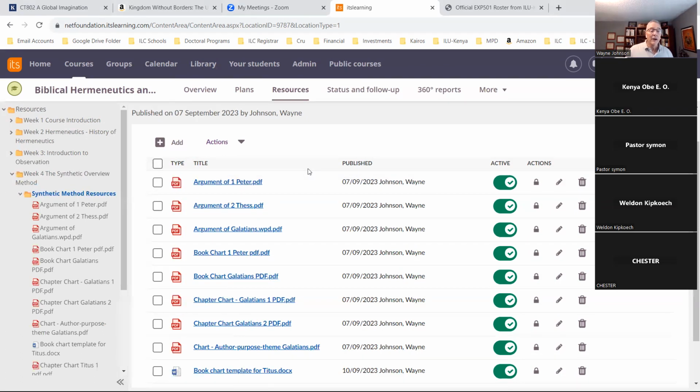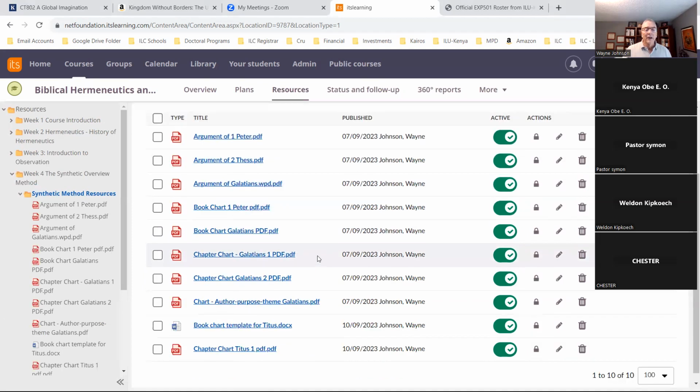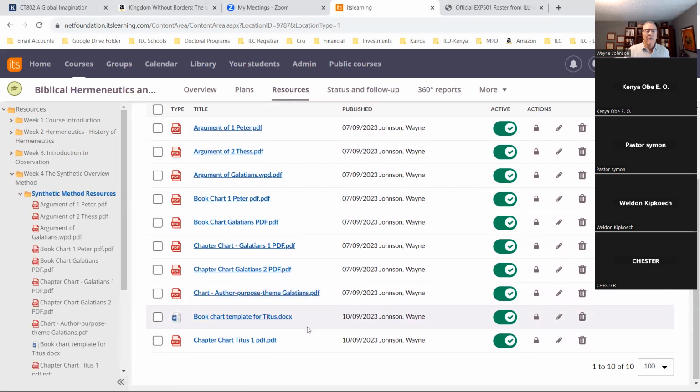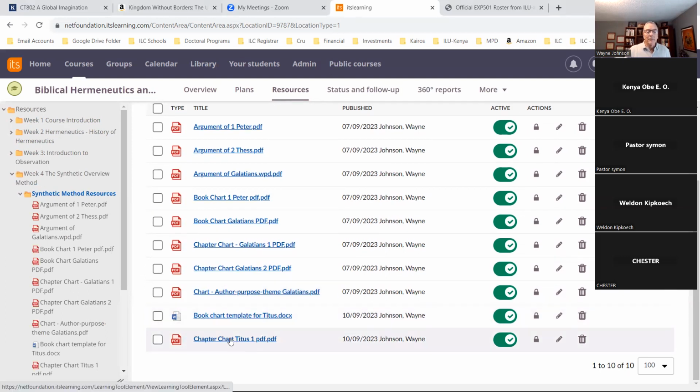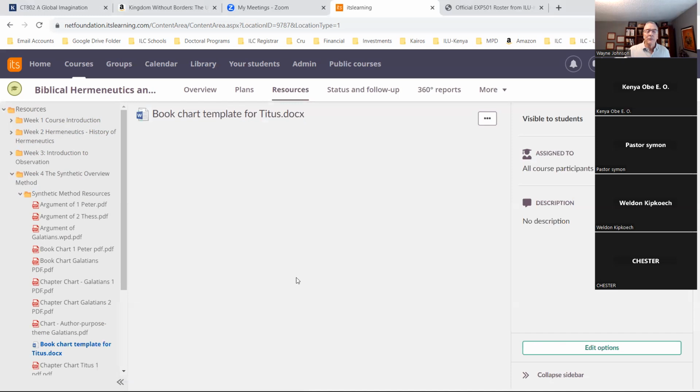There's an argument for 1 Peter, an argument for 2 Peter, an argument for Galatians. So there are different arguments you can look at to get the idea. Oh, I'm sorry, that's 2 Thessalonians. Excuse me. Book chart for Peter and Galatians, which was on the PowerPoint. Chapter chart for Galatians chapter 1, chapter chart for Galatians chapter 2. So those are additional ones that you can look at. And then I have that example, the same thing that was in the PowerPoint: author, purpose, theme for Galatians, that chart. I have the chapter chart for Titus 1 that we looked at. And then just a template for a book chart for the book of Titus that you can use.